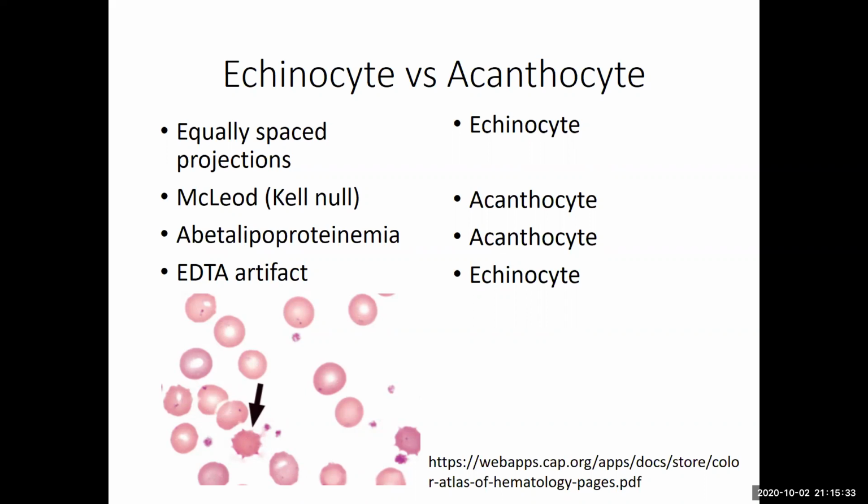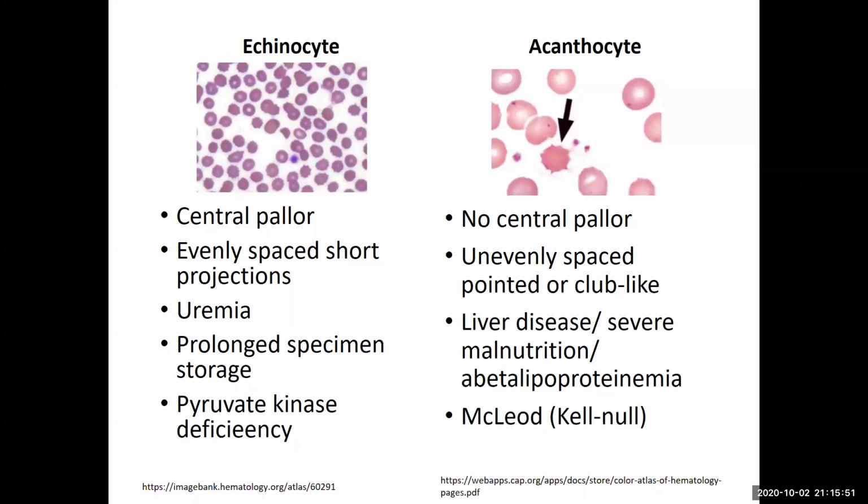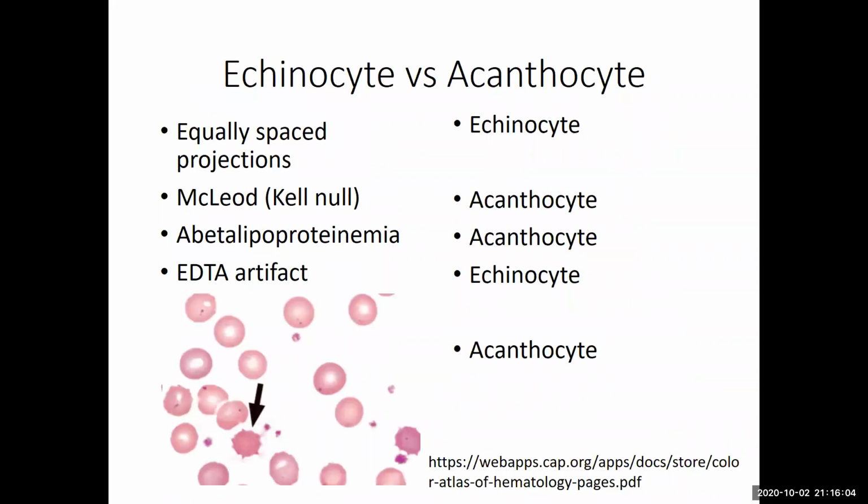Well, I actually used the same image on the last slide, but this one was based on the CAP image. This is an acanthocyte. Going back to the slide, acanthocyte has no central pallor, and echinocyte has central pallor. That's how I learned it from the ASH Image Bank.